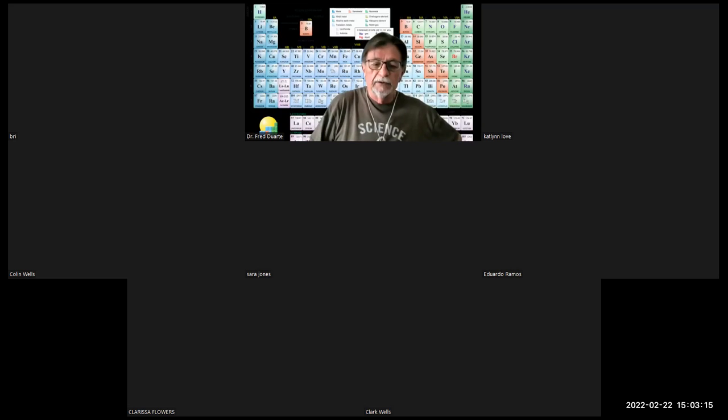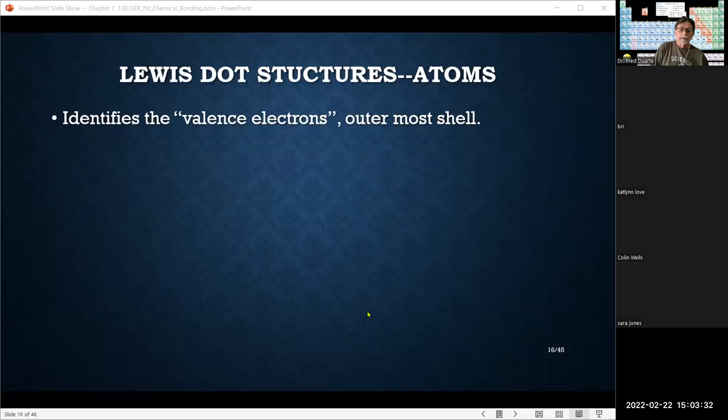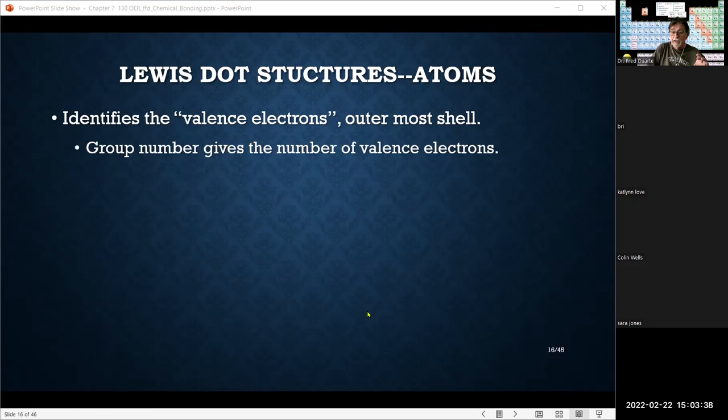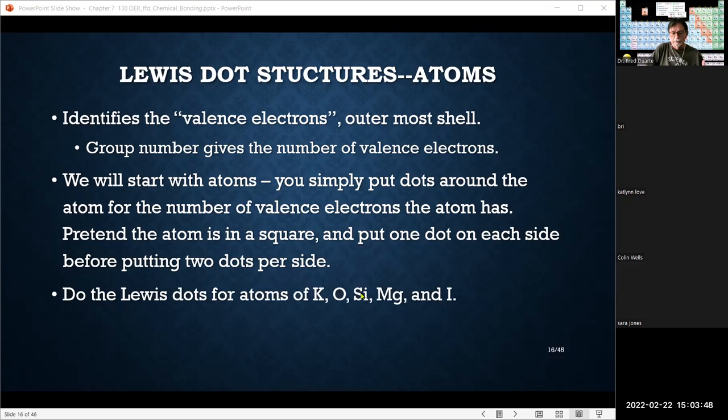Okay. All right. Well, let me share the screen. And we were getting ready to talk about Lewis dot structures. That's where I ended up here, slide 17. Let me back it up here. We had just finished talking about the Lewis dot structures for specific atoms, and it's only for the ones in the A group, because for those we can predict the number of valence electrons. The B group, the B elements, not so much. So here we're asked to write the Lewis dot structure for the atoms of potassium, oxygen, silicon, magnesium, and iodine.